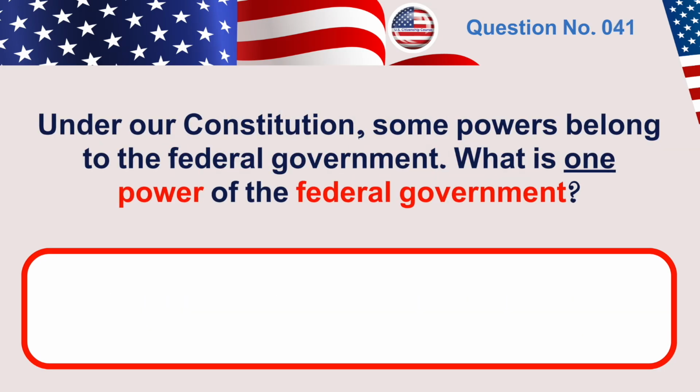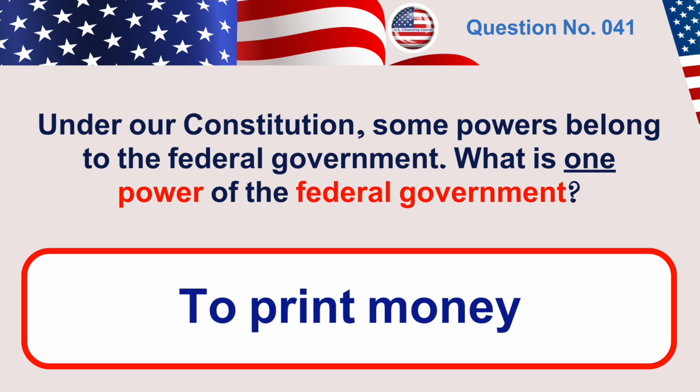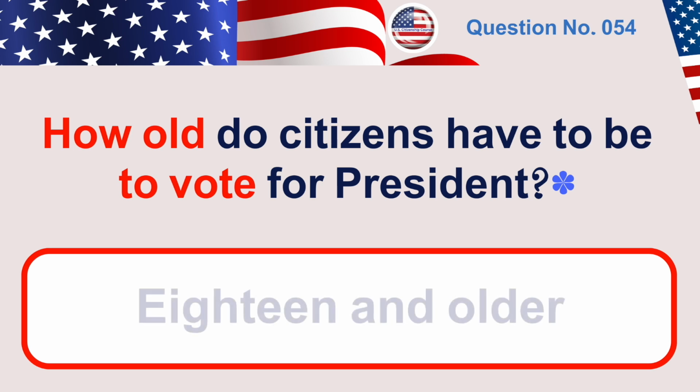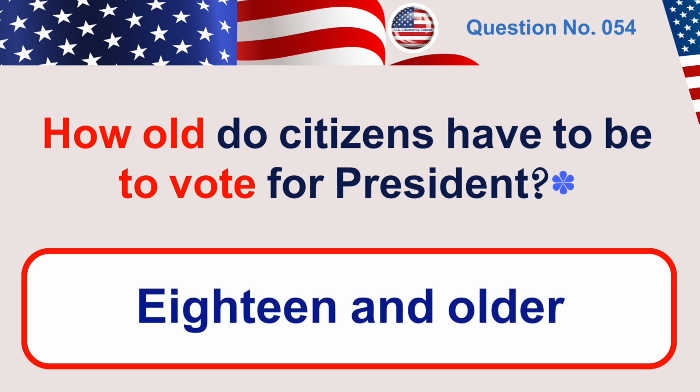Under our Constitution, some powers belong to the federal government. What is one power of the federal government? To print money. How old do citizens have to be to vote for president? 18 and older.